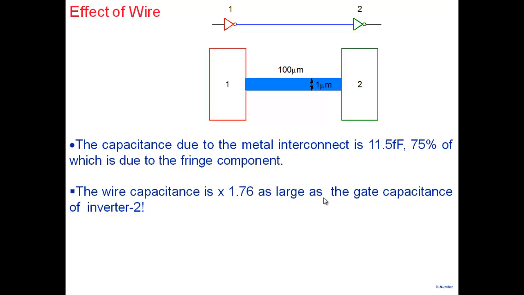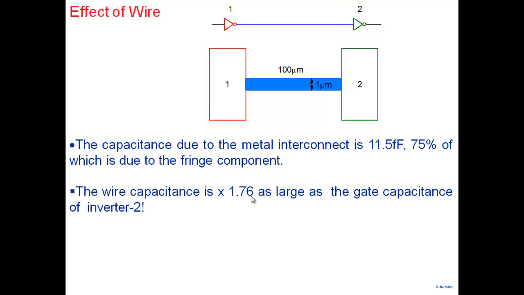Of inverter 2, of the second inverter. So when you look at the capacitance here, if I write this node, some capacitance will come due to inverter 1, some will come due to the wire, and some will come due to inverter 2. The wire capacitance is 1.76 times as large as the gate capacitance. So wire capacitance is so important.